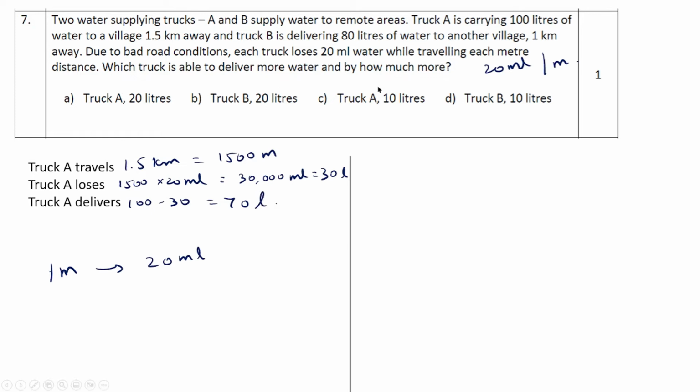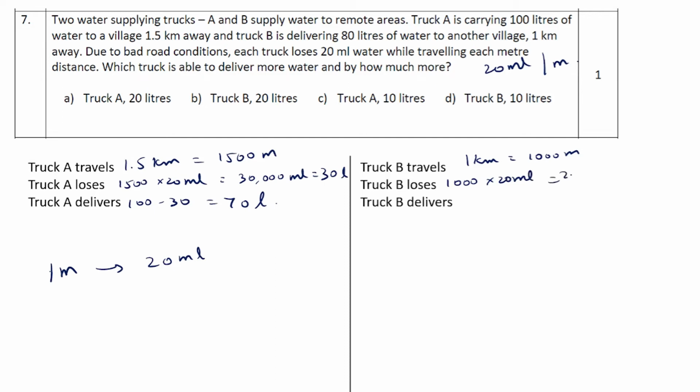And next we have truck B. Here truck B delivers 80 liters of water to another village which is 1 kilometer away. So truck B travels 1 kilometer or 1000 meters. And then for every meter, truck B also loses 20 ml. So for 1000 meters, it loses 1000 into 20 ml, or 20,000 ml. This 20,000 ml is nothing but 20 liters.